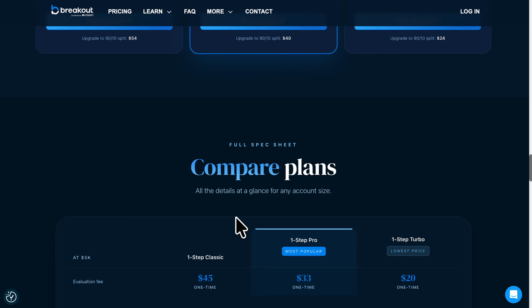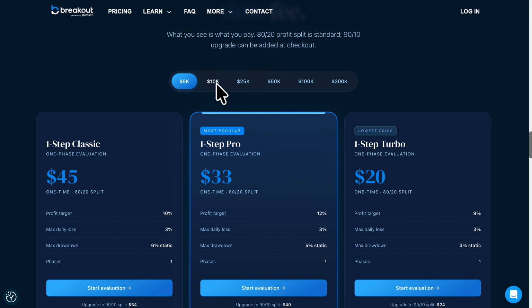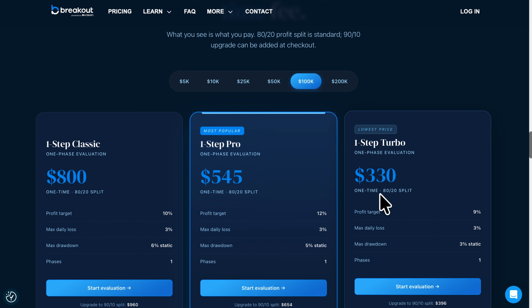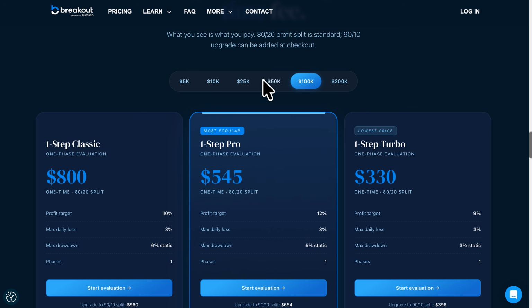So if you scroll up, you can also see the different accounts here. If you want to get 10K, 25K, 50K, 100K, or 200K, you can get that right here. And for 100K, you can get it for as low as $330. No prop firm will give you a 100K account for $330, which is even a one-step account. So you can go ahead and take advantage of this discount because they've reduced their prices. This one is now $330. Before it was around $450 to $500, but now they've reduced it to $330. And they've also reduced the prices for all the accounts. So you can take advantage of this right now.